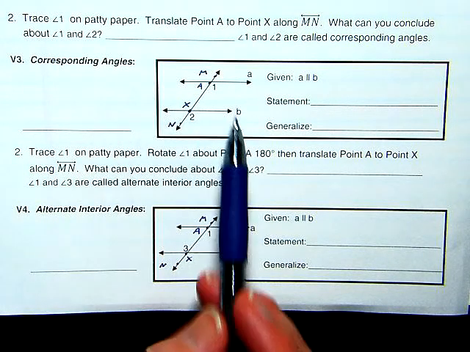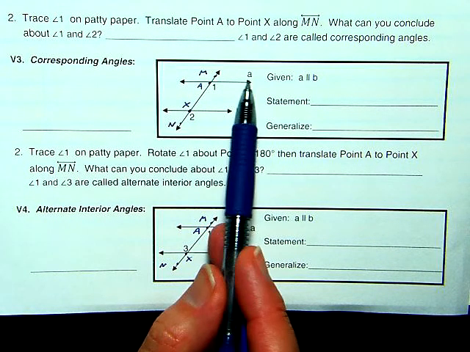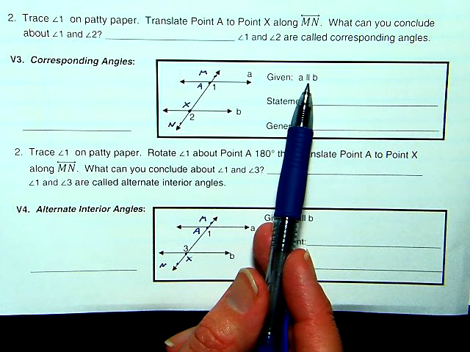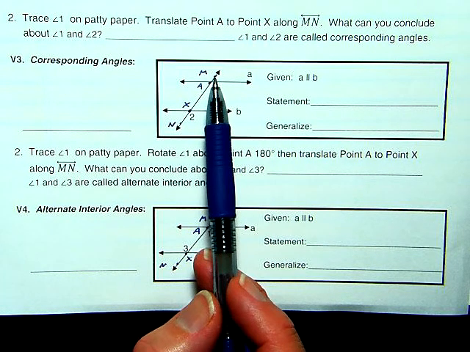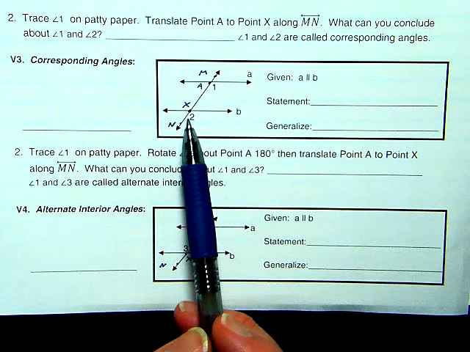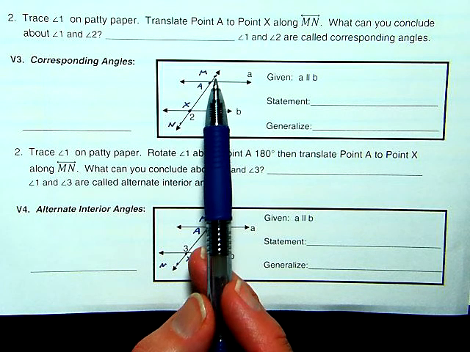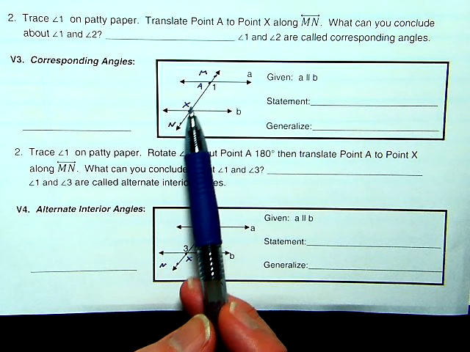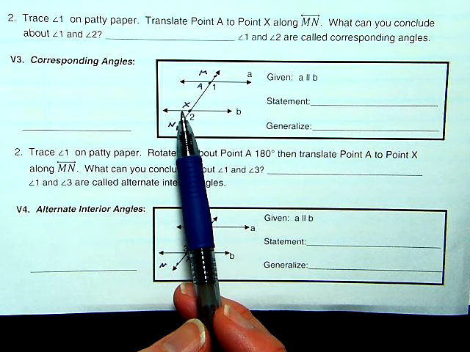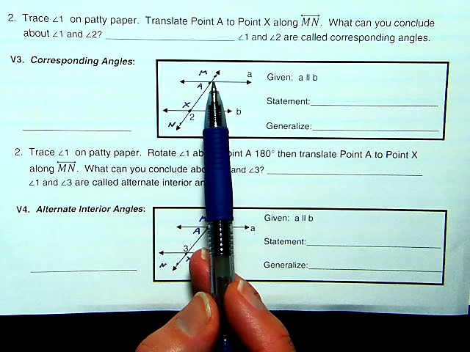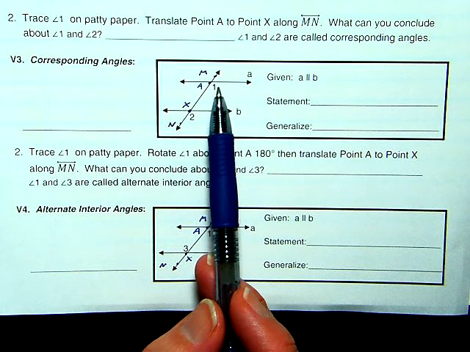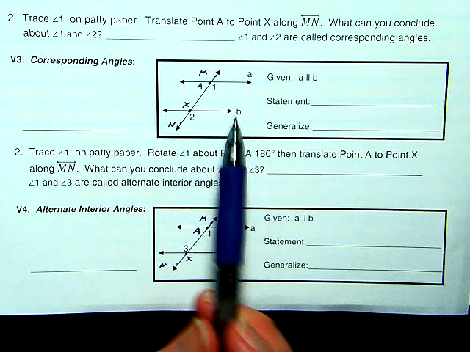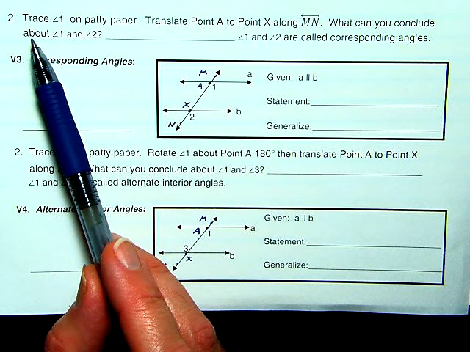We're going to take a look at a diagram here where A and B are parallel lines, and it's given that they're parallel. And then we have this line MN, like we had above, which is a transversal that cuts the two lines A and B in points A and X, just like it did above. Then using patty paper, we're going to do some translations, and some rotations and translations, and we're going to look for relationships between these angles. Now let's take a look at the first problem.